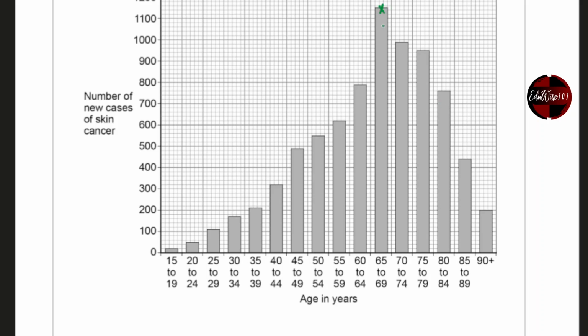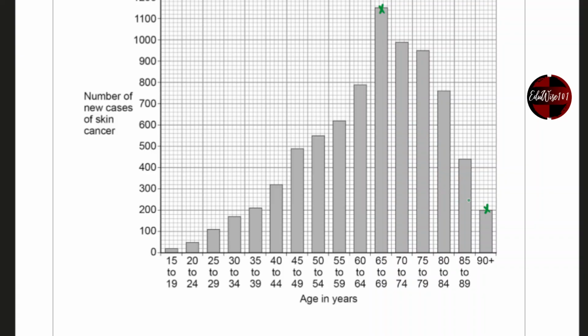And then after 69, it slowly drops, and then it's quite low at 90 plus. So you need to understand what causes skin cancer. That's mainly due to us being exposed to direct sunlight for long periods of time. So as we age, we spend more time outside because of work and our day-to-day activities, right?